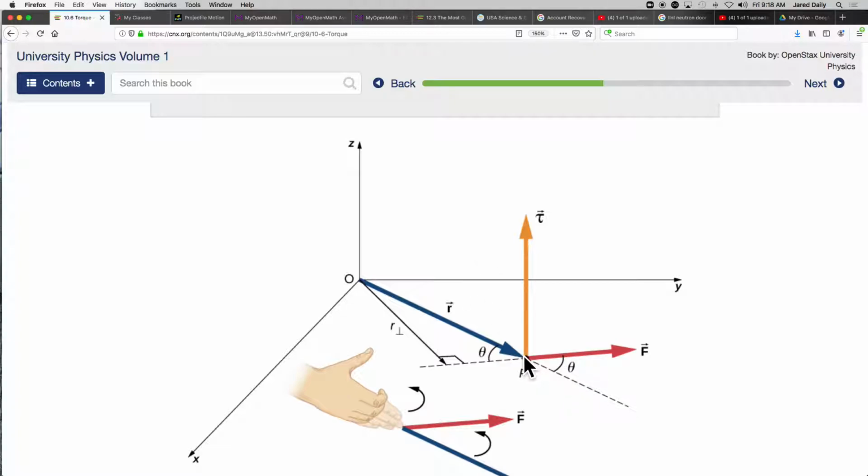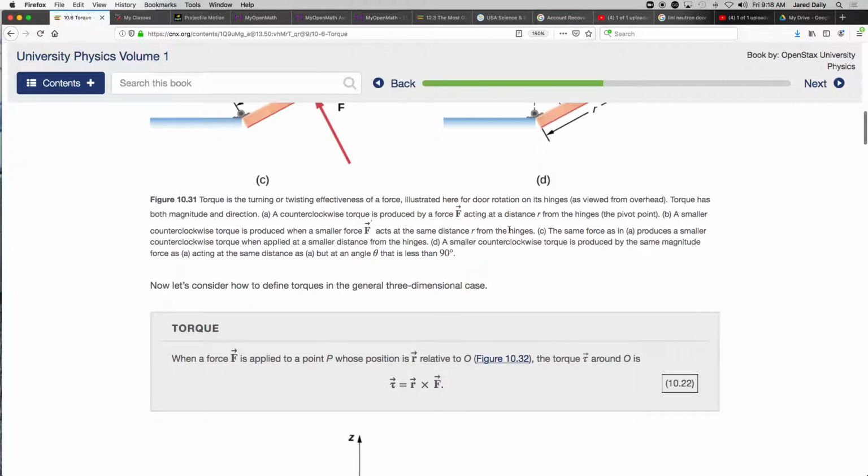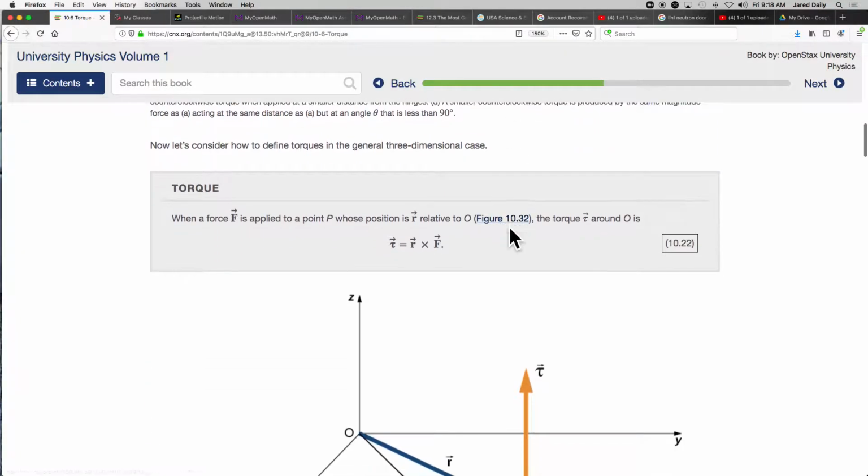So if this force, instead of pointing off in this direction, was pointing in the opposite direction this way, then we'd have to flip our hand over to turn our fingers in the direction of the force vector, and the torque would be down in that case, in this particular situation. So we have a right-hand rule, we have a cross product.